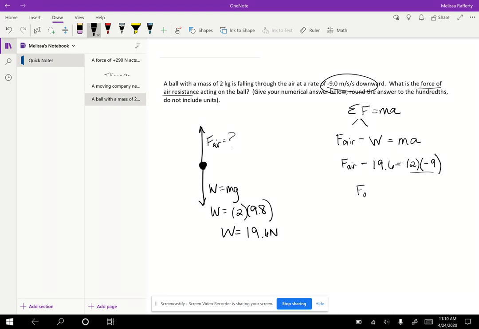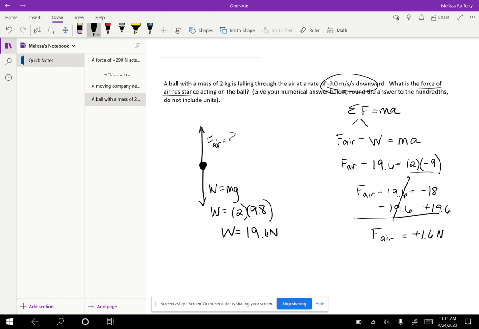I have air resistance minus 19.6 equals 2 times -9, which is -18. Okay, so then last step, to solve for air resistance, I need to add 19.6 to both sides so that it cancels out over here, and I'm left with just my unknown. Air resistance equals, and then -18 plus 19.6 is a positive 1.6 newtons.